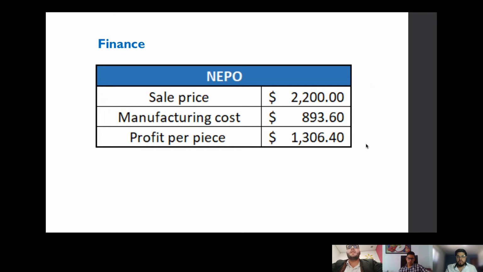Finance. The price of the product, with the salt spray: 2,200 pesos, and the manufacturing cost 893 pesos, and the profit per piece 1,306.